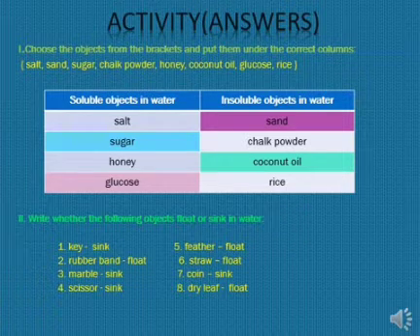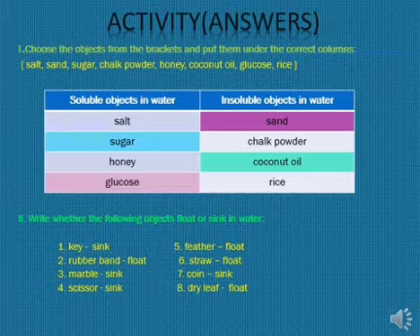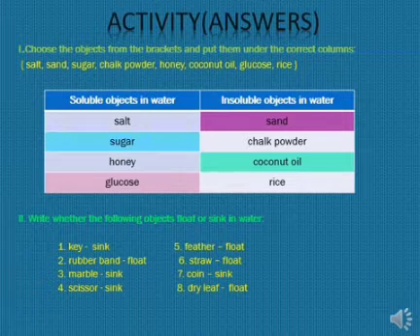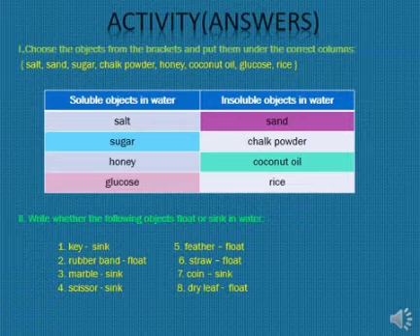Second main, write whether the following objects float or sink in water. Key, it sinks in water. Rubber band floats on water. Marble sinks in water. Scissor sinks in water. Feather floats on water. Straw floats on water. Coin sinks in water. Dry leaf floats on water. Hope you all got your answers right.